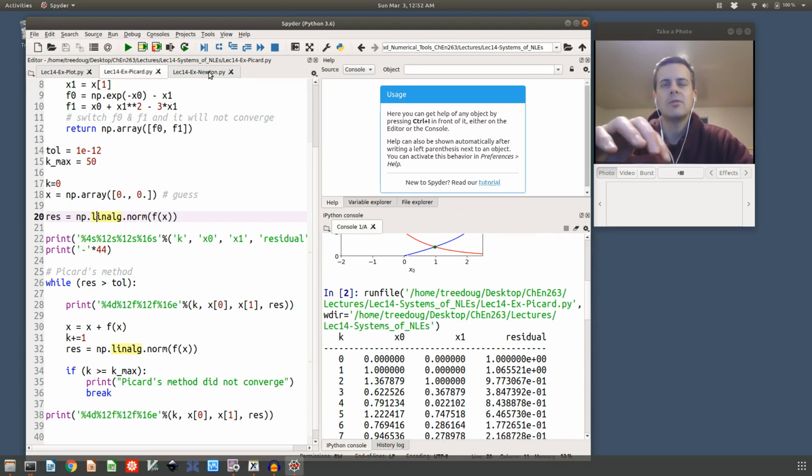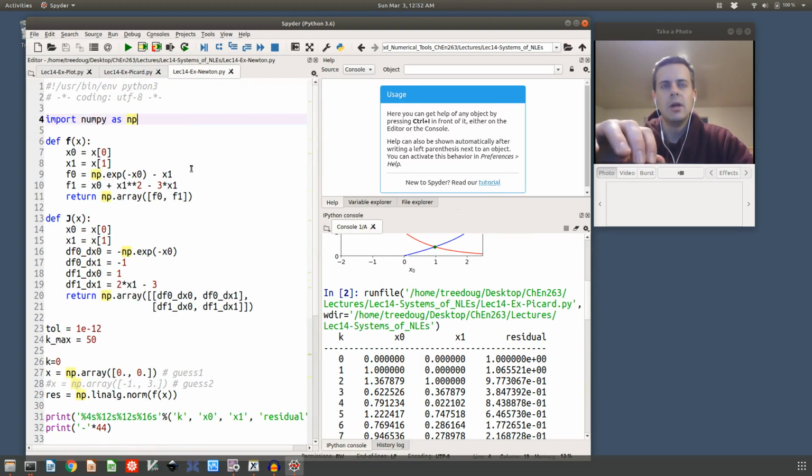Okay, now let's look at Newton's method. So in Newton's method, I import NumPy as NP, and I define my function again. Same thing here on this function. I have f is a vector function of x, a vector input. And I take x in, and I take the components of x, and I assign them to new variables.